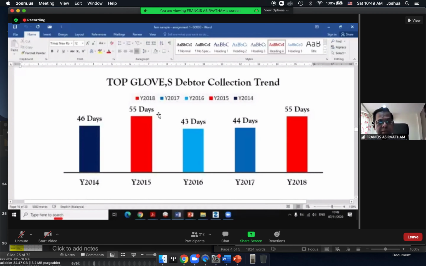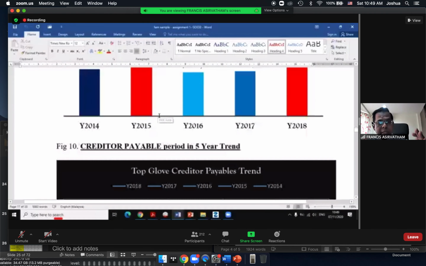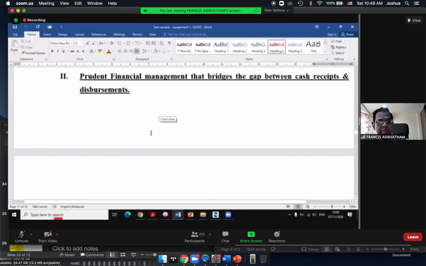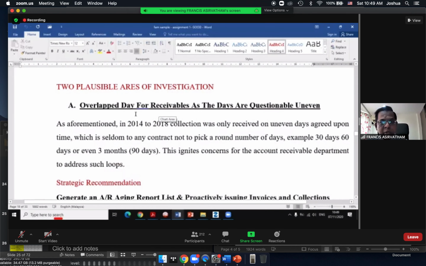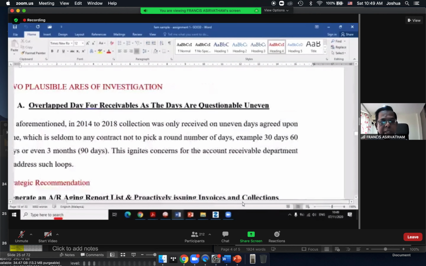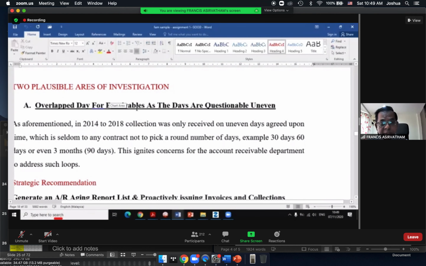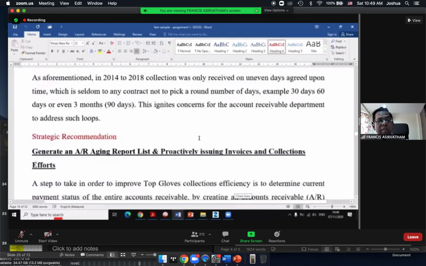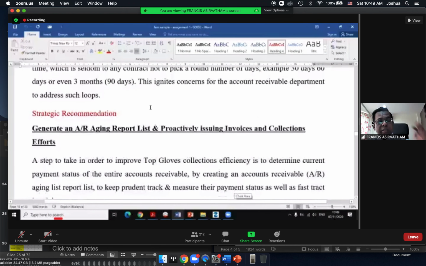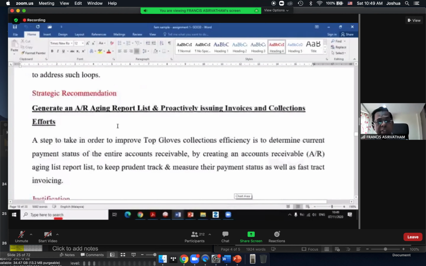Graph, table, and followed by explanation. When you do recommendation, area of investigation, write down the title of your investigation. What is the title? So this title is overlap days, receivable days are questionable, uneven. He's trying to tell me it's not a round number. That's what he's trying to say. It's not a round number. Okay. Strategic recommendation. So it's telling what the company must do on a strategic aspect.